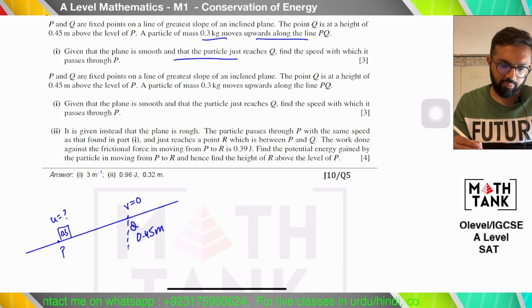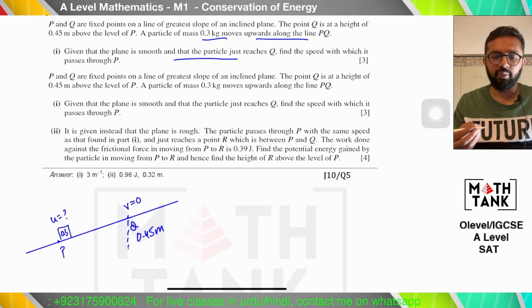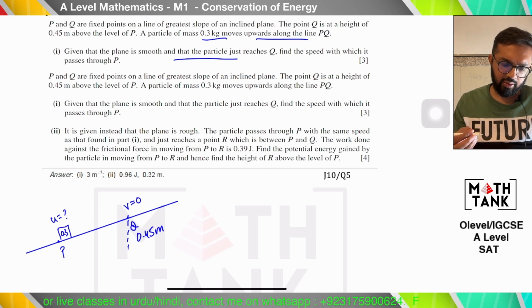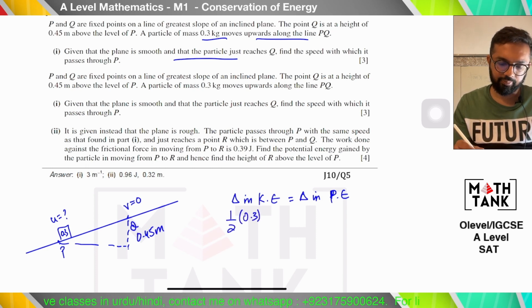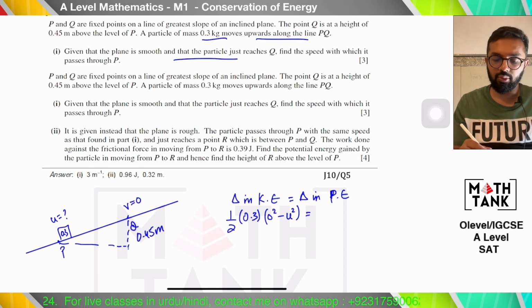It's only getting resisted by weight. I could do this with Newton's laws as well, or I could do this with the change in KE equals the change in PE. So half m (v square minus u square). I will have to turn that into a positive number or take a negative on the other side, because the PE will be increasing while this is decreasing.